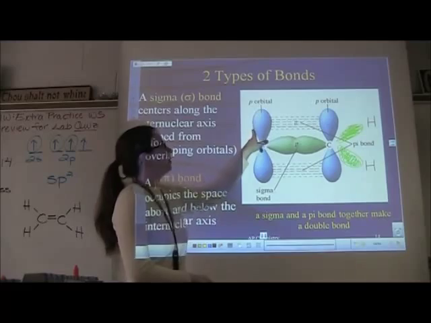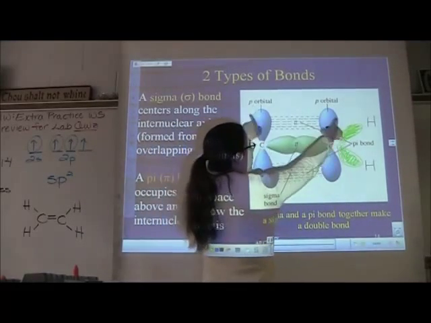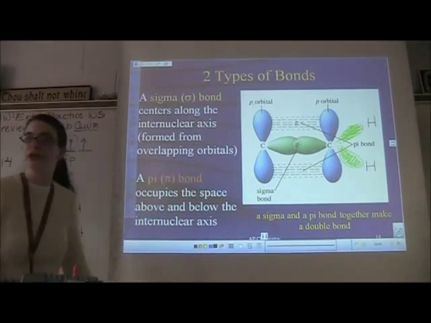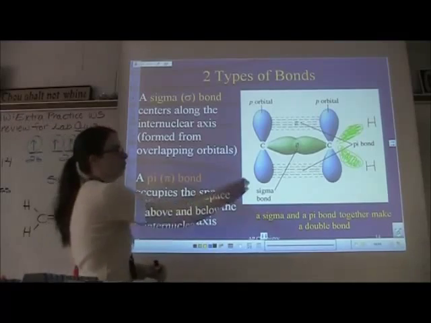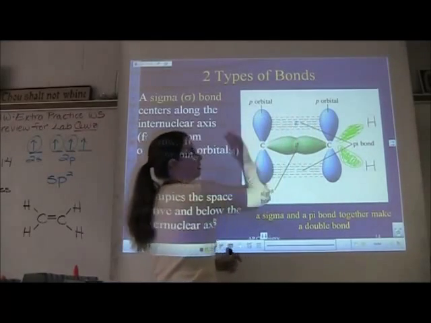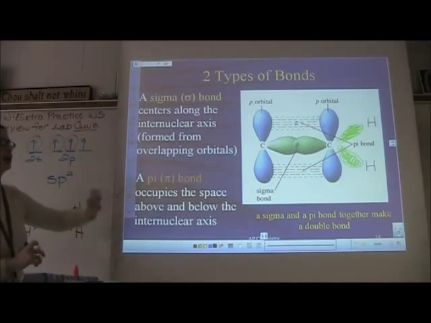Ladies and gentlemen, when you get a pair of electrons that are not hybridized near each other, there's a force that exists between them. That's what these little dashed lines are representing. It's called a pi bond. There's two types of covalent bonds, a sigma bond and a pi bond.